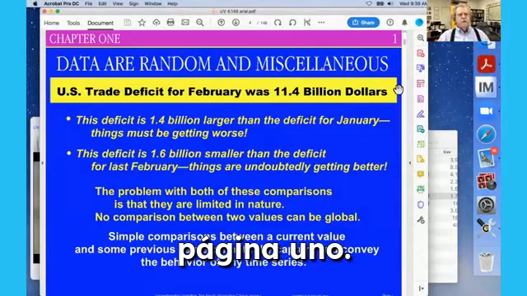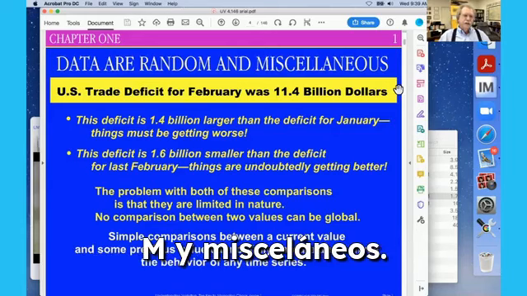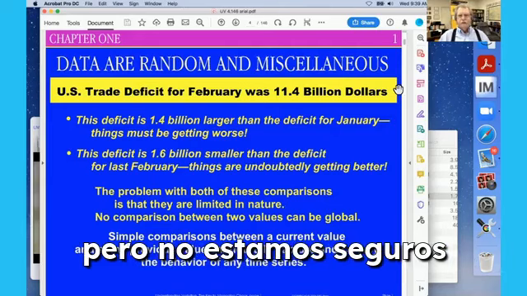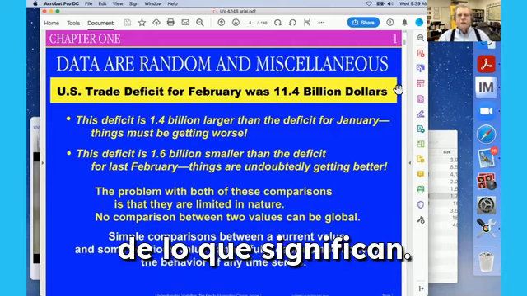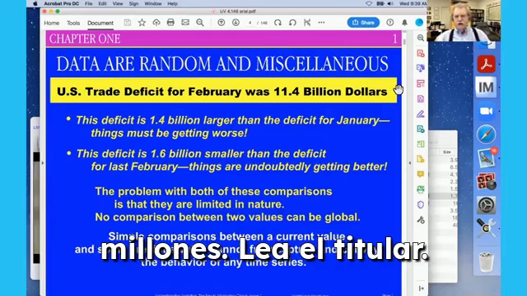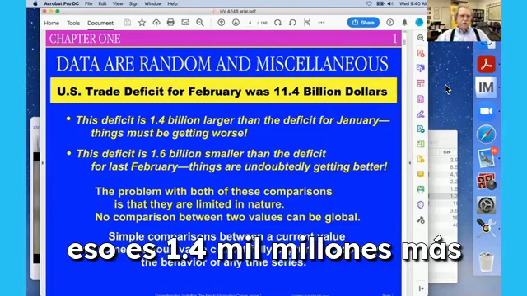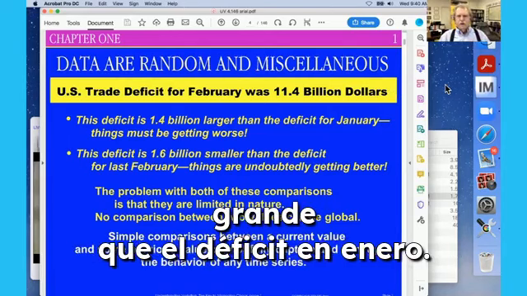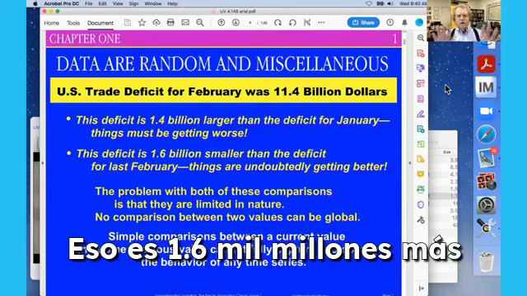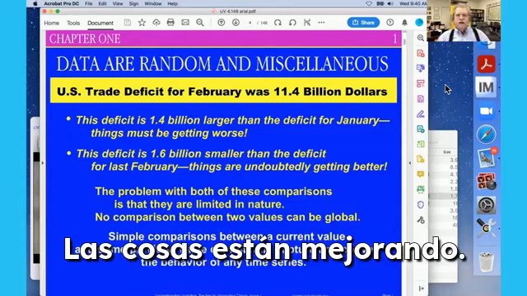So page 1, understanding variation. Data are random and miscellaneous. Therein lies the rub. We've got tons of data, but we're not sure what they mean. The U.S. trade deficit for February was $11.4 billion, read the headline. Now, what did that mean? Well, that's $1.4 billion larger than the deficit in January. Things must be getting worse. Oh, no. That's $1.6 billion smaller than it was last February. Things are getting better.